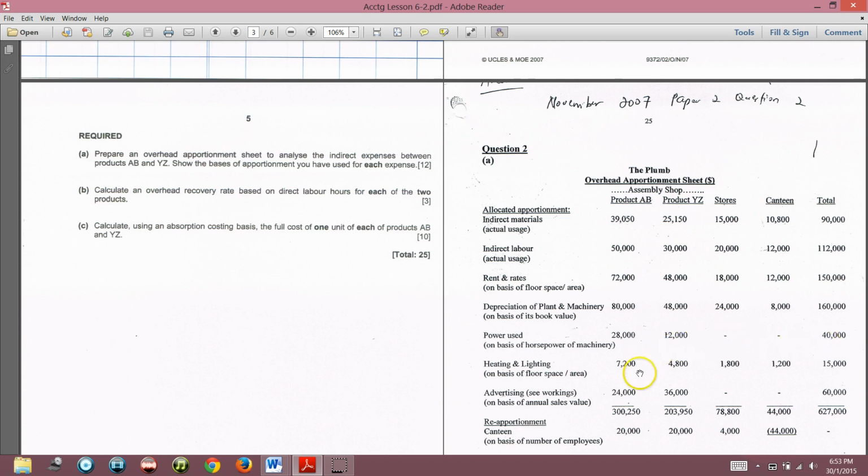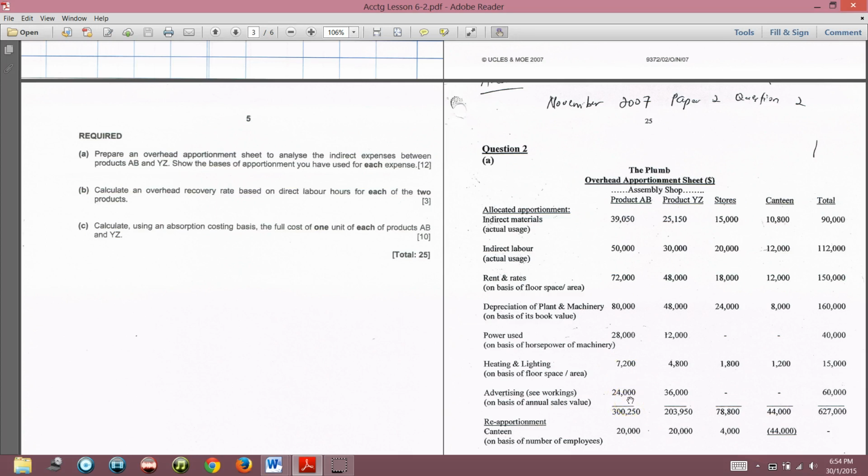Heating and lighting, I think the most suitable basis will be area in square meter, because my logic is the bigger the area you occupy, the more heating and lighting you will consume. This is my logic, that I can think. So you allocate the same way.